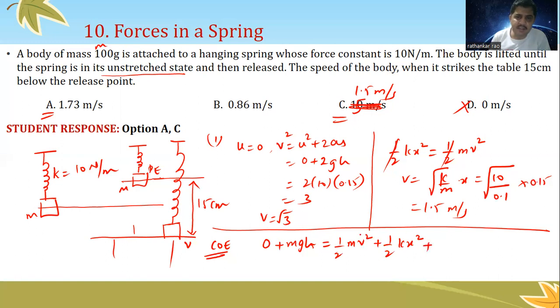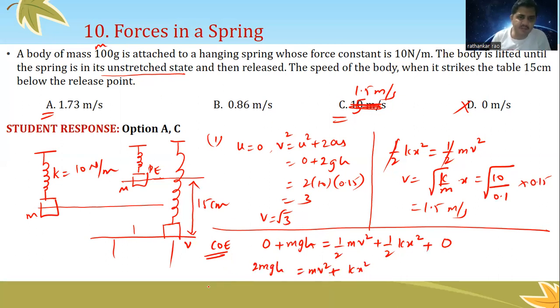Now we have written only the kinetic energy of the object plus the potential energy of the spring. Now we have to write the potential energy of the object also. What is the potential energy of the object? 0, because this is your reference level. So it has reached the reference level. So now let us solve this. What is known to us? Now what we do is we do it like this. 2mgh is equal to mv squared plus kx squared. I multiplied this by 2 over 1, both the sides.